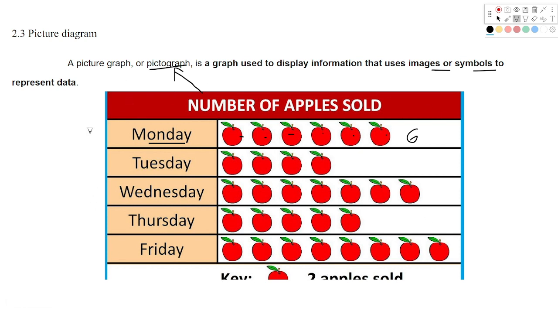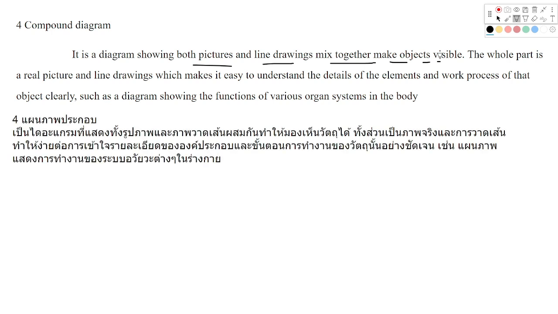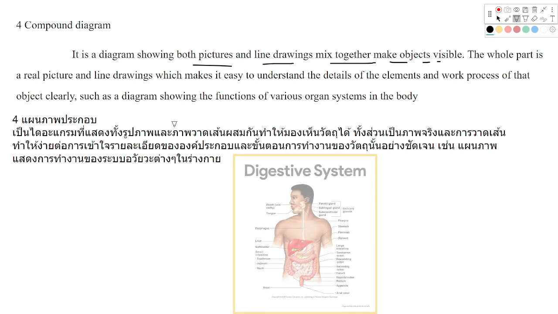And you can design your program like this, okay? So this is another way on how you can design your program. This is a picture diagram. Then we also have a compound diagram, and it is a diagram showing both pictures and line drawing mixed together, to make the object visible, okay? Now you can translate it in Thai so you can read and understand better.